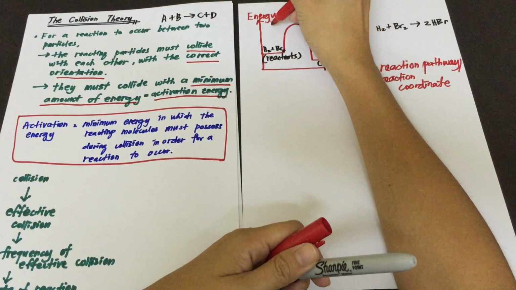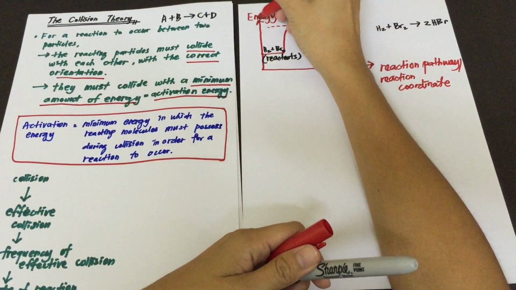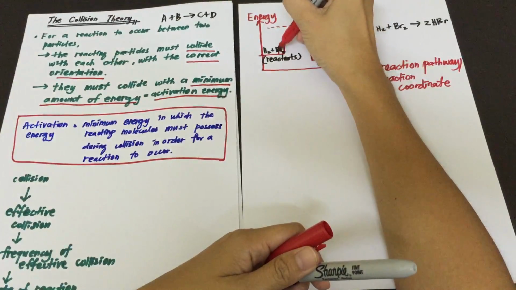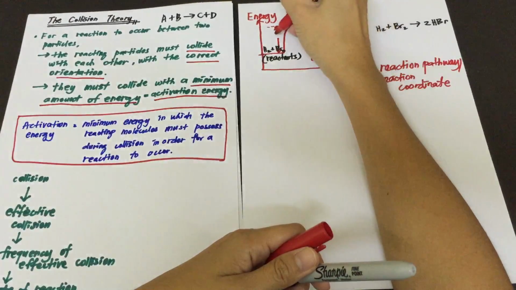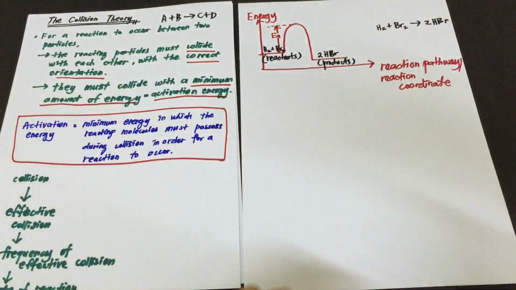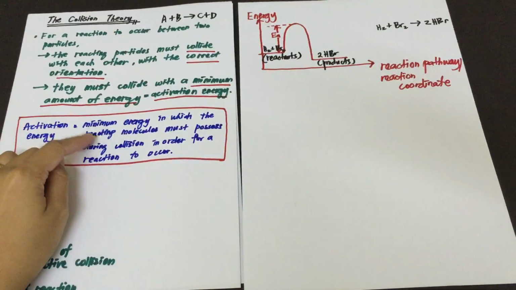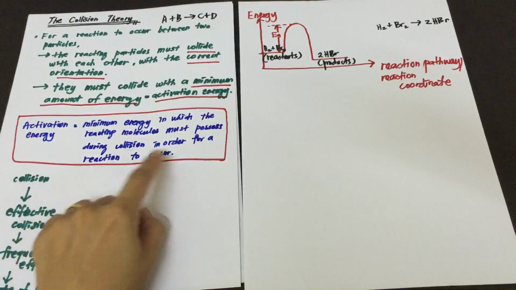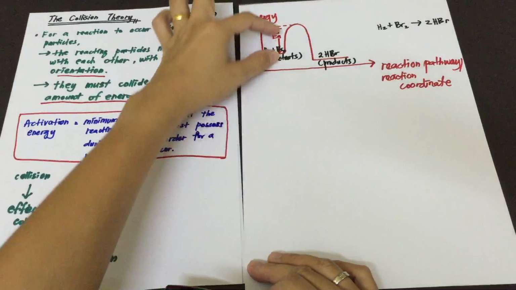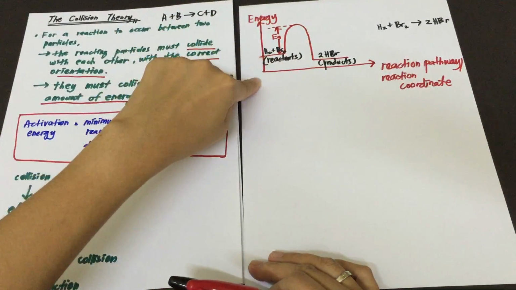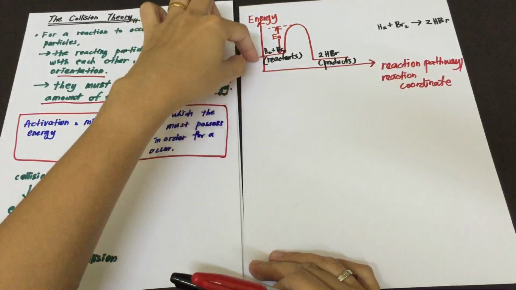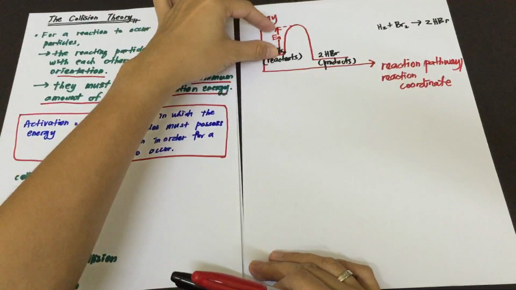And this particular energy hill, look at the energy axis from the reactant energy level going up to the top of the hill. This is what we call the activation energy: the minimum energy required for reacting molecules during the collision in order for a reaction to occur. The minimum energy required. Look at the energy level from the energy level held by the reactants until the top of the hill. This is the minimum required.